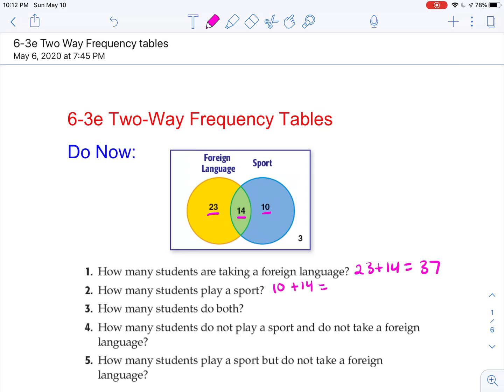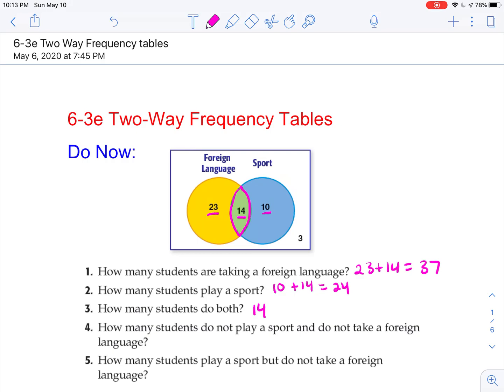Number 2, how many students play a sport? Similarly, sport is everything in the blue. That's the 10 plus the overlapping 14, giving us a total of 24 total students. How many students do both? Well, we know that is that green overlapping section, so that's 14. Okay, that same 14 is represented in both of the totals above.